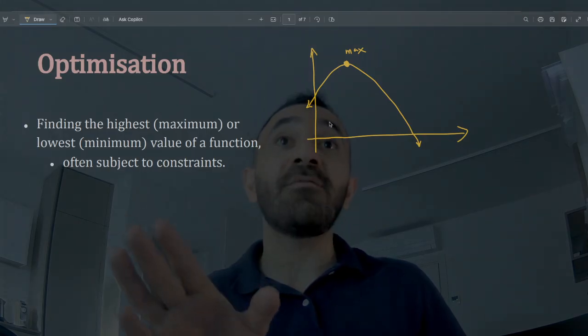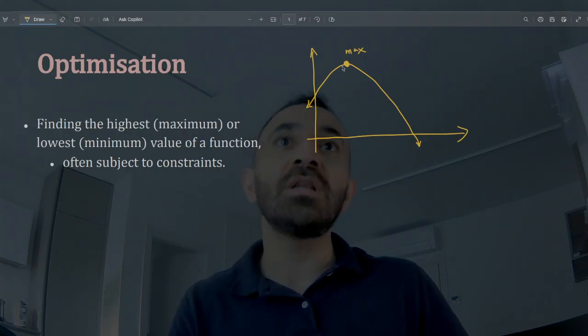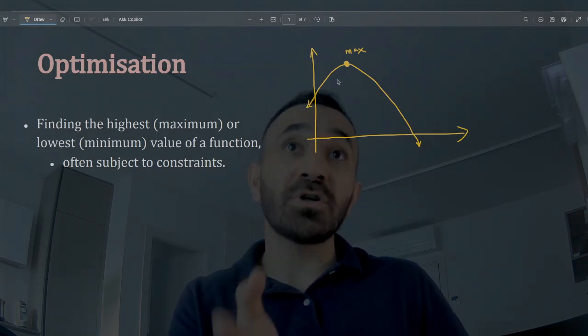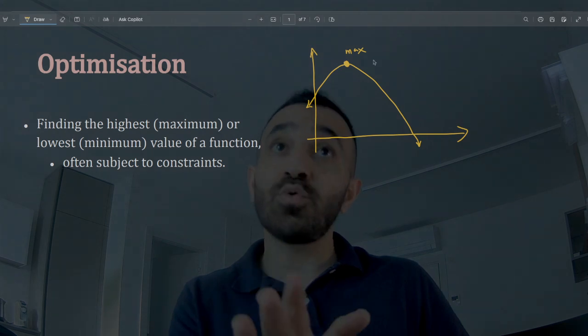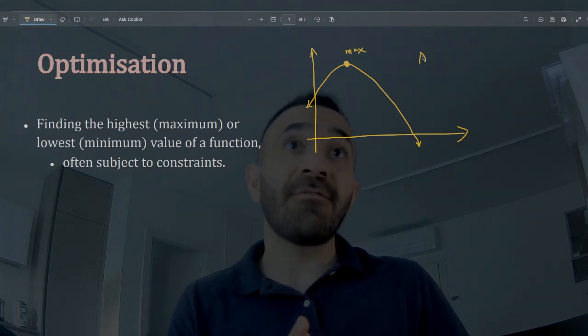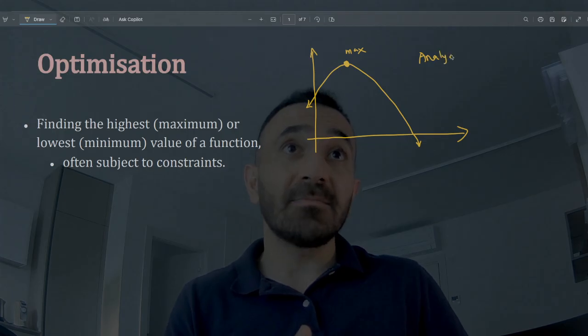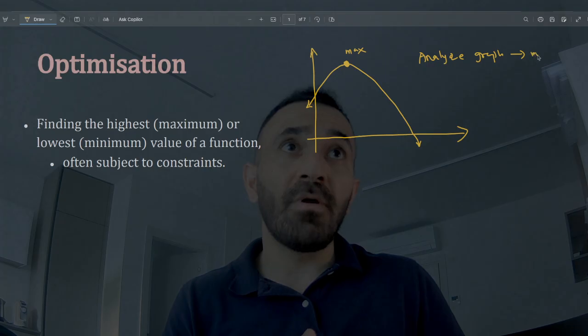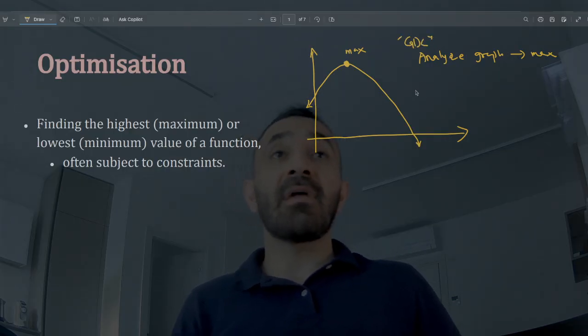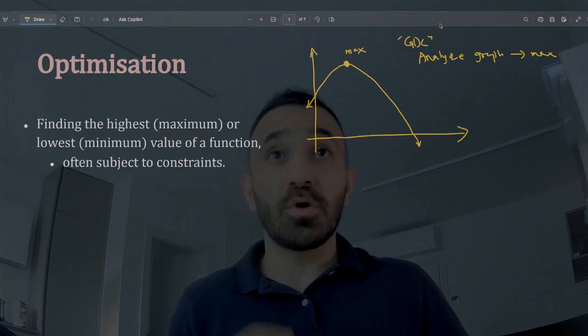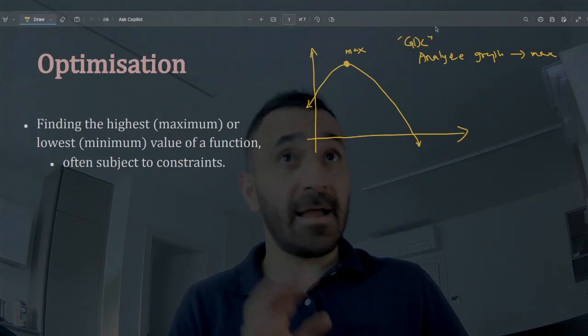If you have the graph of the function, you simply put the main function into the calculator and you find this maximum point. I suppose you know how to do it. Analyze graph, and you're going to go for max on your GDC or graphical display calculator. Okay, that's about the graph.